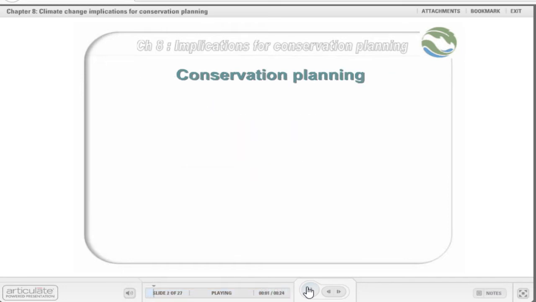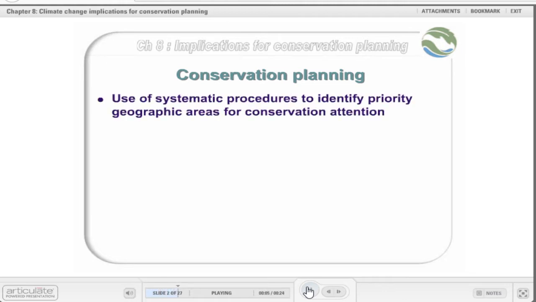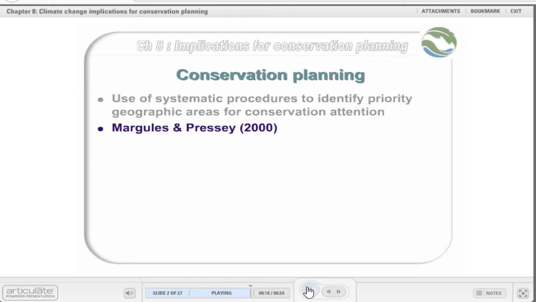For those of you not familiar with the field, a brief introduction to conservation planning follows. It can basically be defined as the use of systematic techniques to identify priority areas for conservation attention, be that protected areas or other forms of conservation management. A good summary of the field is presented by Margules and Pressey in their 2000 publication in Nature magazine.